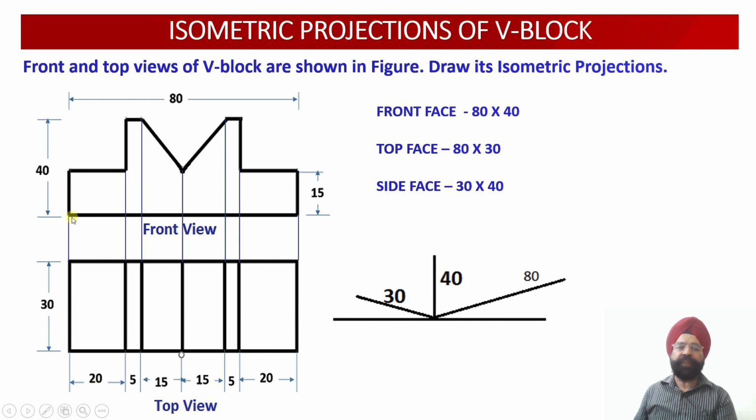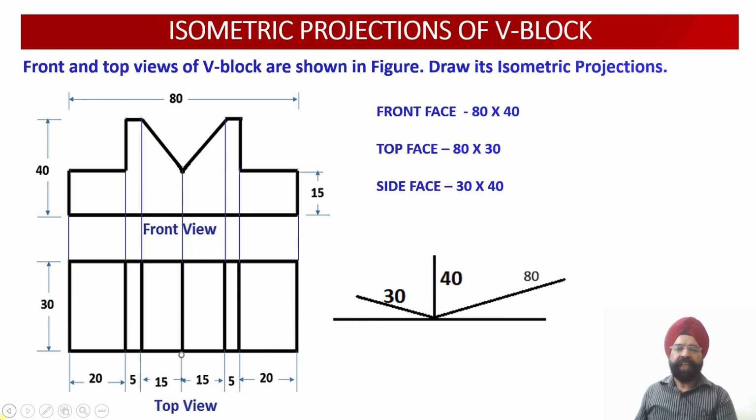In the front view, we can check that the length of this object happens to be 80 millimeter. So the front face of the solid will have one dimension as 80 millimeter, and the height of the object is also available to us in the front view, which is equal to 40 millimeter. So the front face of the solid will be represented by a rectangular face which will have the size 80 millimeter by 40 millimeter.